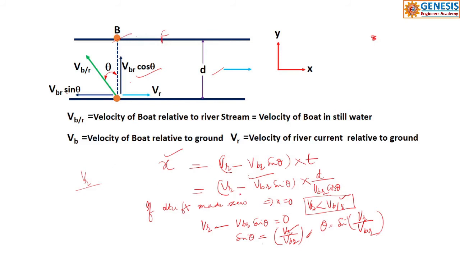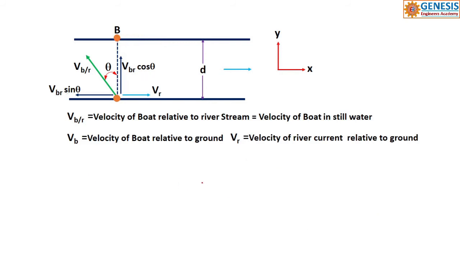If the drift must be 0, you have to take care of the relative velocity VBR and the ground velocity, that is the absolute velocity VR. So what have I learned? Sin theta is VR by VBR. If VR is more than VBR, then this value is greater than 1. So if VR is very high compared to VBR.